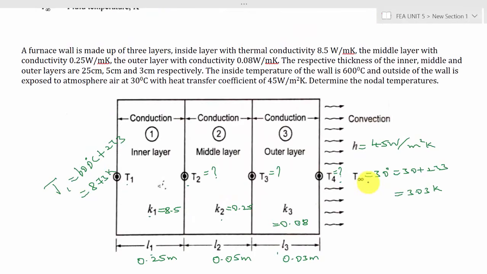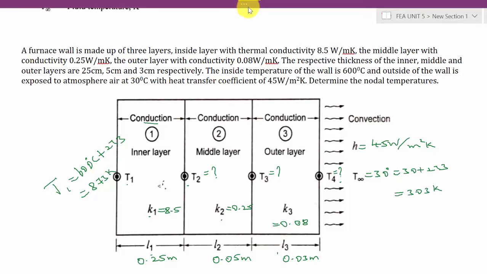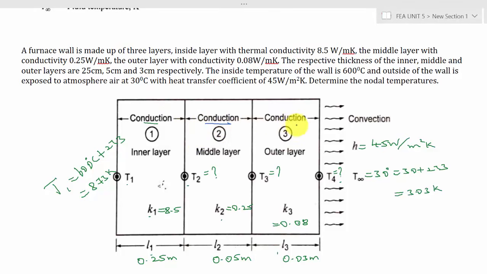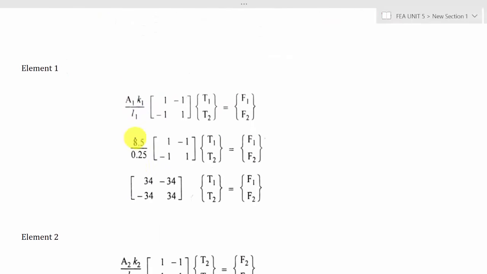So we'll start the problem. Here the first element is subjected to only conduction. The second element is subjected to only conduction. The third element is subjected to conduction and the end convection. So for element 1 it is case 1. For element 2 it is also case 1. Element 3 is case 2 because it has conduction as well as the end convection.